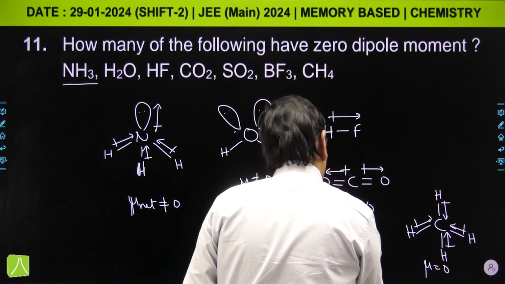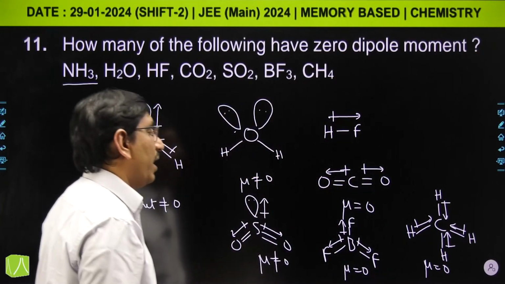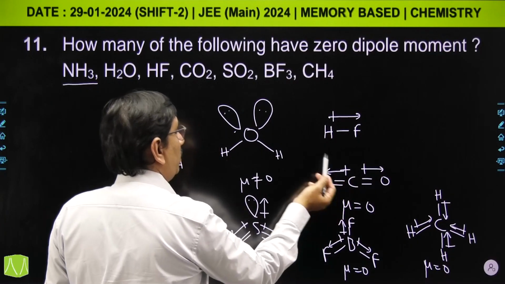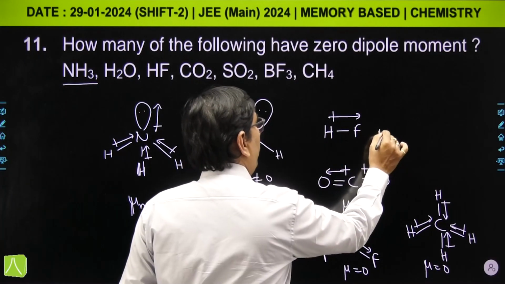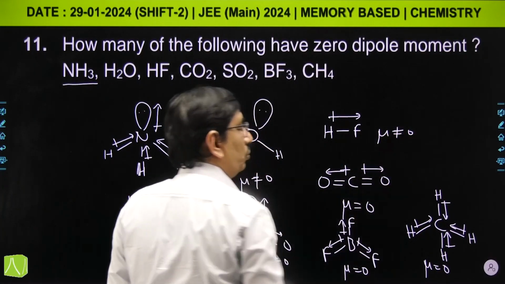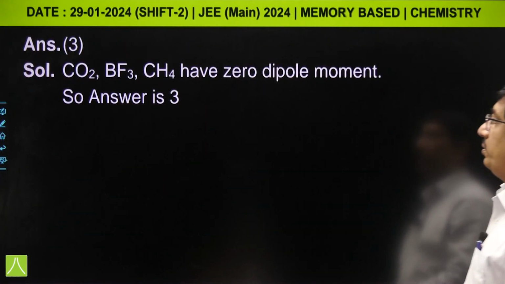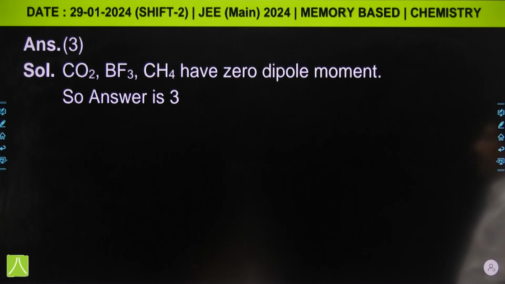So, for how many molecules is the net dipole moment 0? For BF3, CH4 and CO2, the net dipole moment is 0. So, how many molecules are having net dipole moment 0? That is 3: CO2, boron trifluoride and methane.